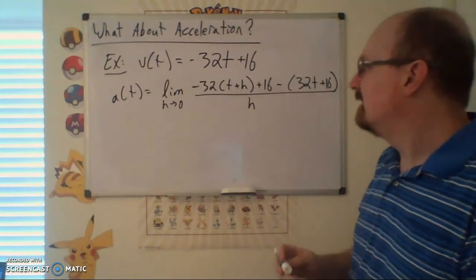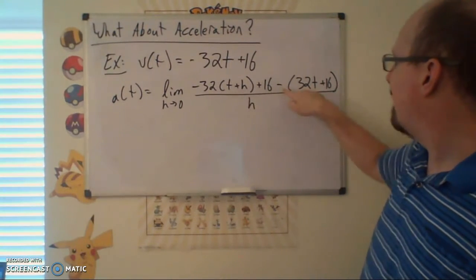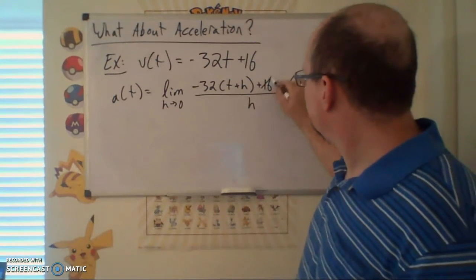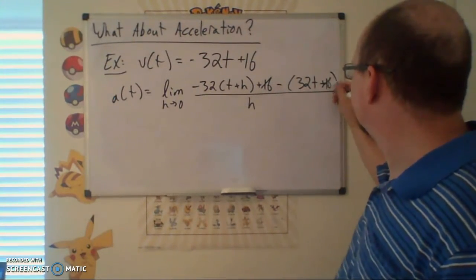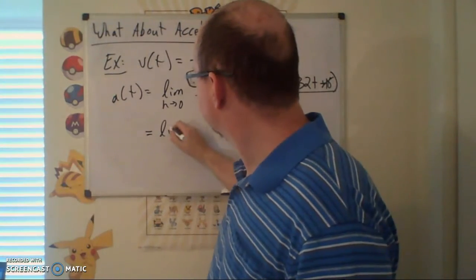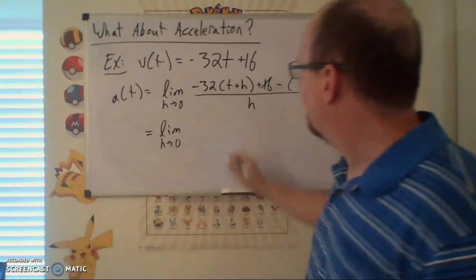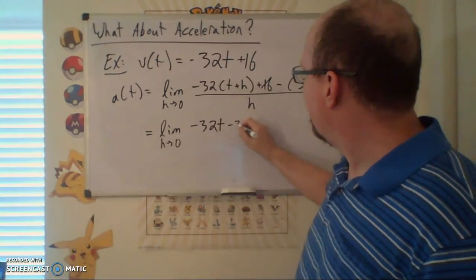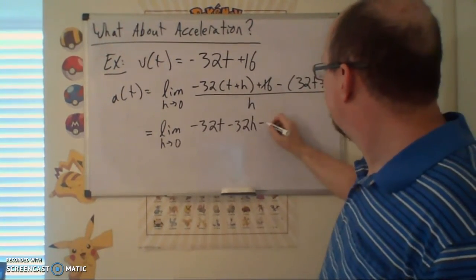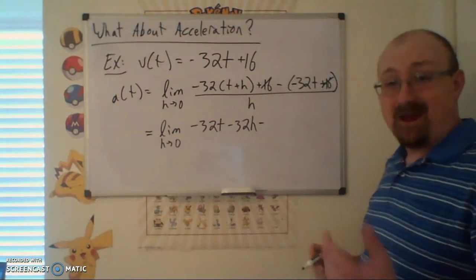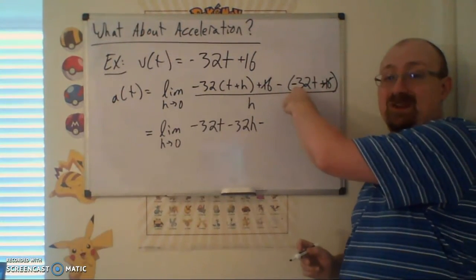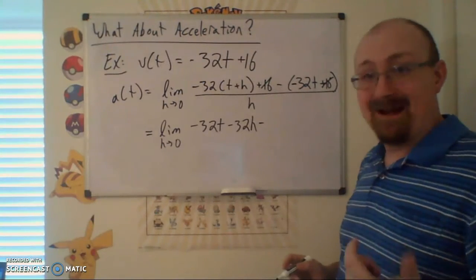I nearly said s of t. So v of t plus h minus v of t. Again, note the parentheses. They're important. Plus 16 minus a plus 16. Those guys are going to go poof. And you'll see negative 32t minus 32h when I distribute the negative 32 here. That should be typo time. So that should have said minus a negative 32t. I managed to leave that out, just pointing out my discrepancies.